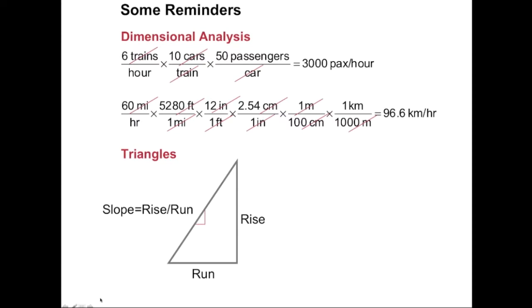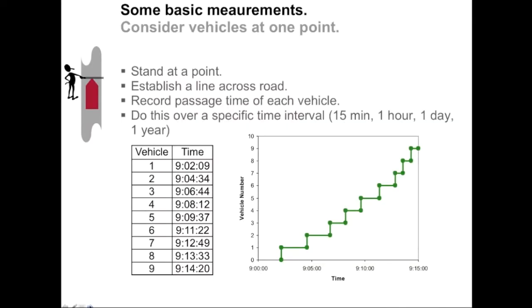The other thing I like to remind students in transportation is we'll often deal with slope. And slope, of course, is if you draw a triangle, the slope of the hypotenuse is rise over run. So if you're connecting 2 points, for example, this point to this point, the slope of the vector connecting those 2 points is just the rise over the run. We'll use that later.